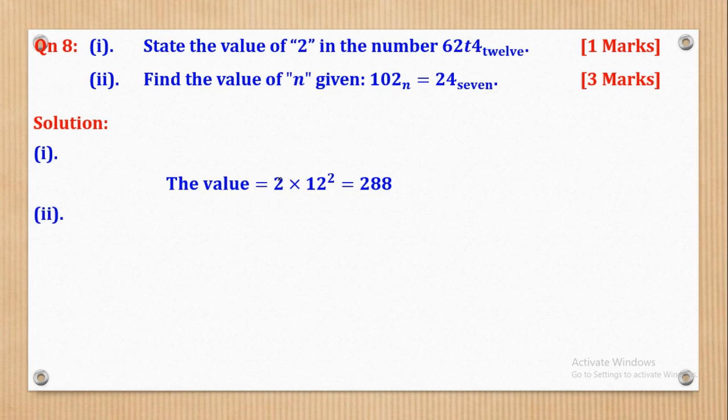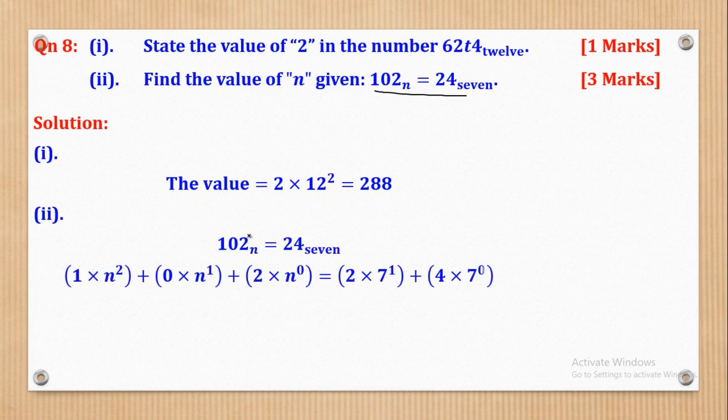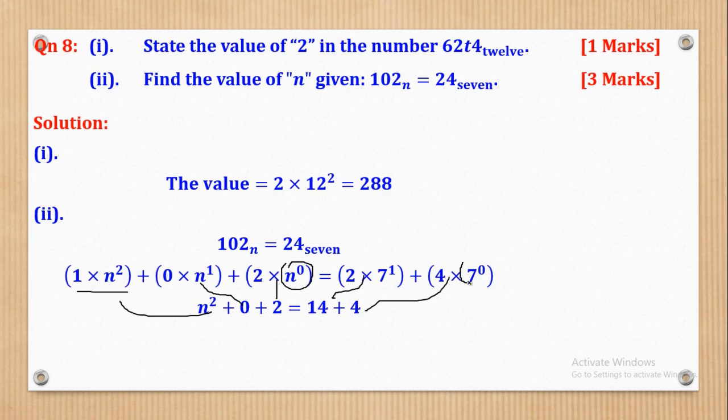Then for Roman 2, we are given this, so you have to convert to base 10. So when I convert to base 10, this is 0, 1, 2, so 1 times n to power 2, 0 times n to power 1, 2 times n to power 0. This is 0, 1, so it will be 2 times 7 to power 1, 4 times 7 to power 0. The next is to simplify, so this will give me n squared, this will give me 0, this will give me 2, because any number raised to power 0 is 1. So this gives me 14, this gives me 4, because any number to power 0 is 1.